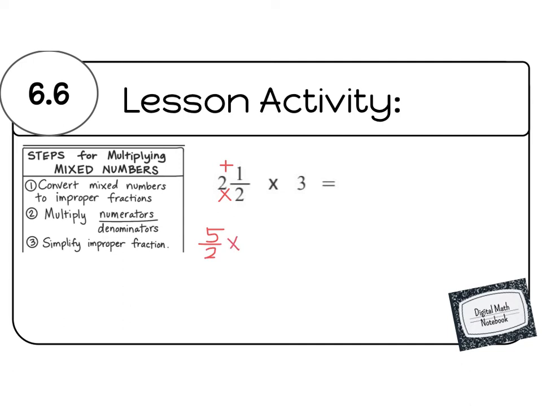Ooh, we have a whole number, but remember that every whole number has an invisible 1 underneath it. And then we can multiply straight across the top and straight across the bottom. 5 times 3 is 15, and 2 times 1 is 2. So we know that 2 is much smaller than 15, so that means that we can divide. So how many times does 2 go into 15? Maybe you can do this in your head. If not, we'll divide. 2 goes into 15 7 times, which is 14, left over with 1.